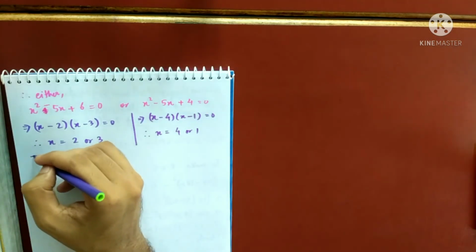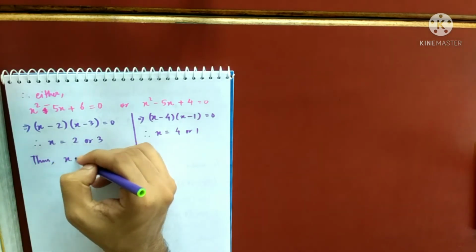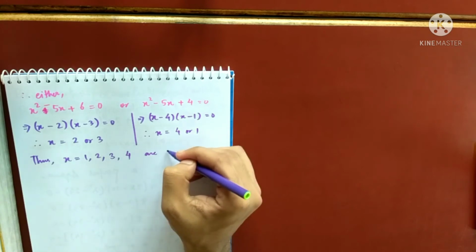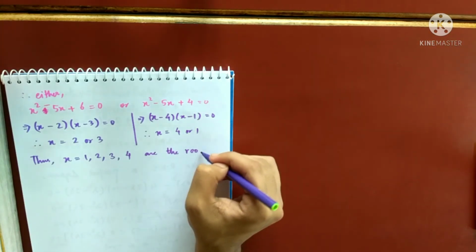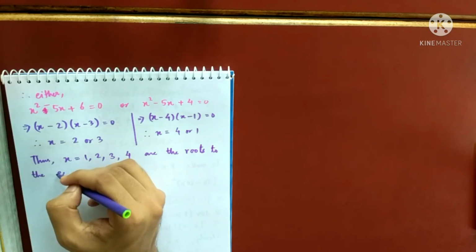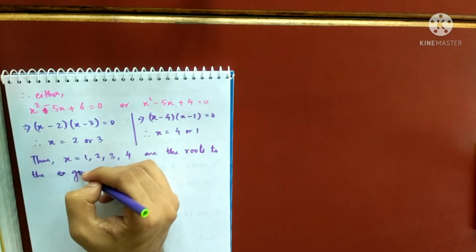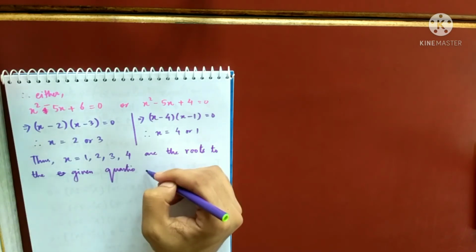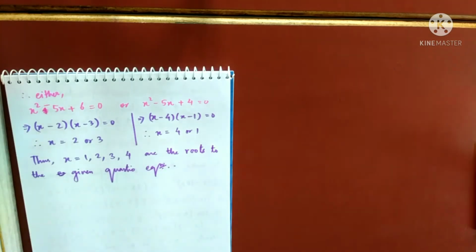So thus x equals 1, 2, 3, 4 are the roots of the given quartic equation. So I have successfully solved this quartic equation.